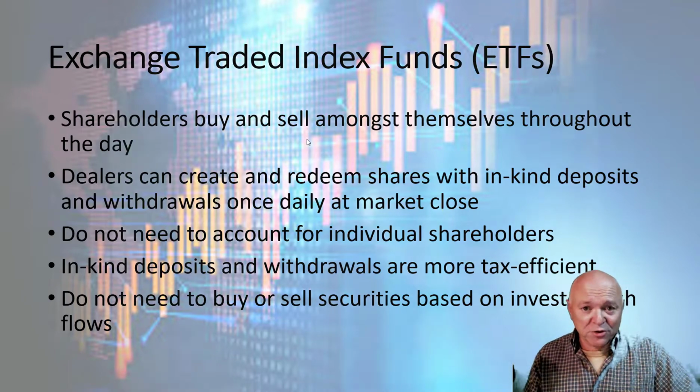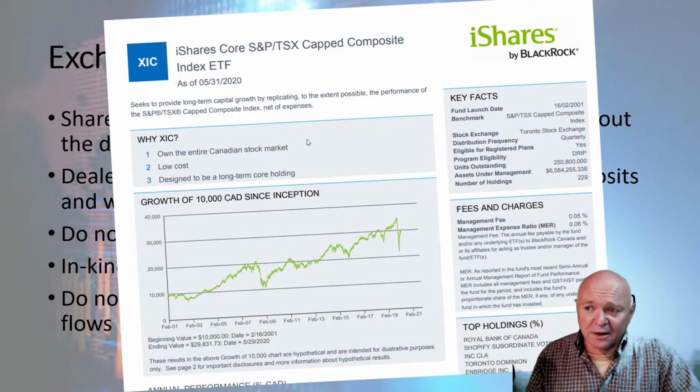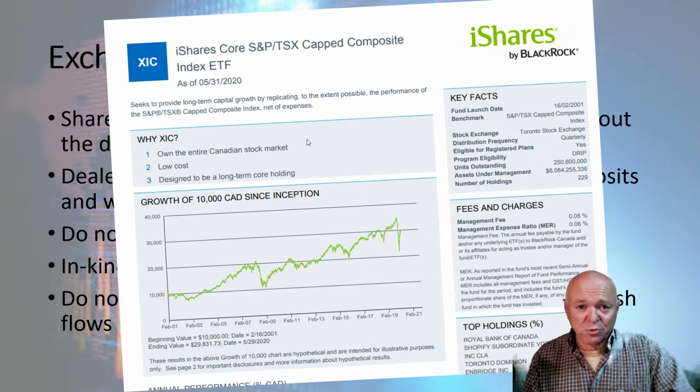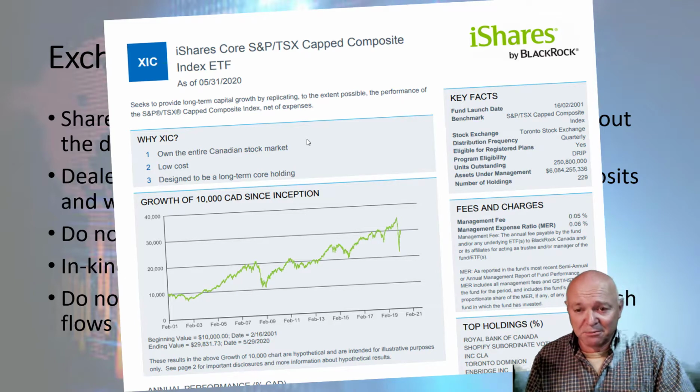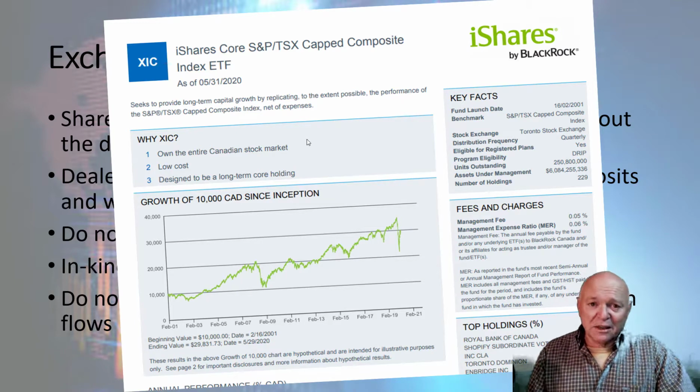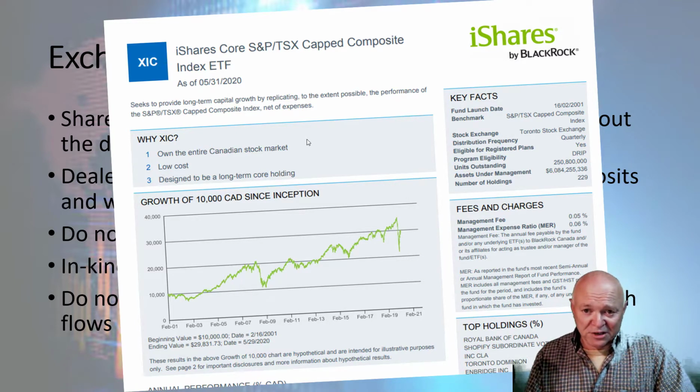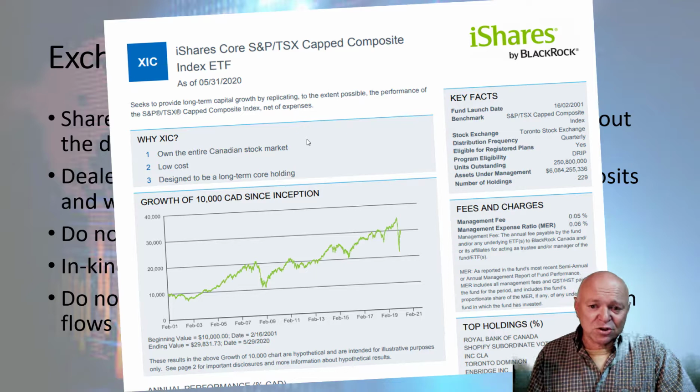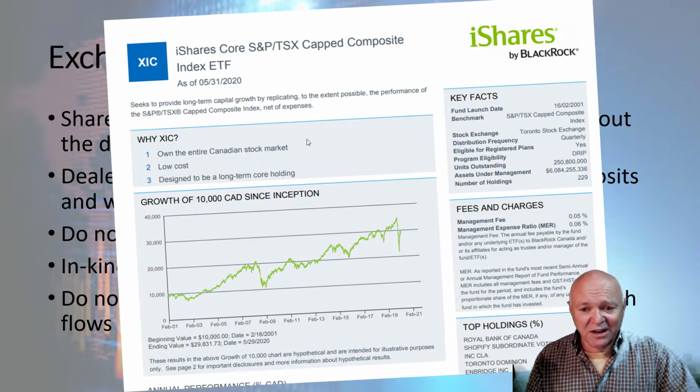Another example of this would be something like a product from iShares, which was originally founded by Barclays Bank and bought out by BlackRock. And they produce a variety of different ETFs. This particular one is based on the Toronto Stock Exchange Composite Index. And essentially it allows you to own the entire Canadian stock market.